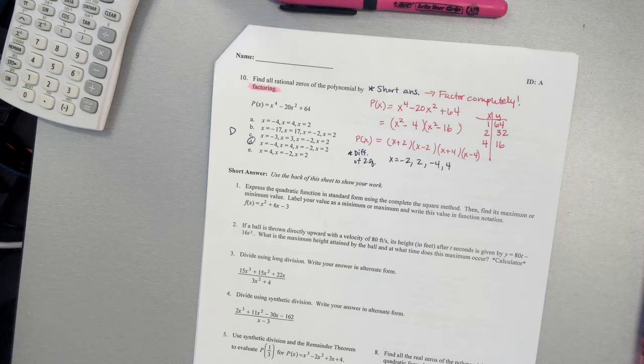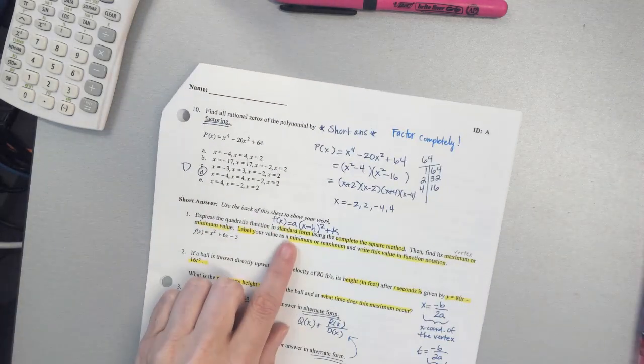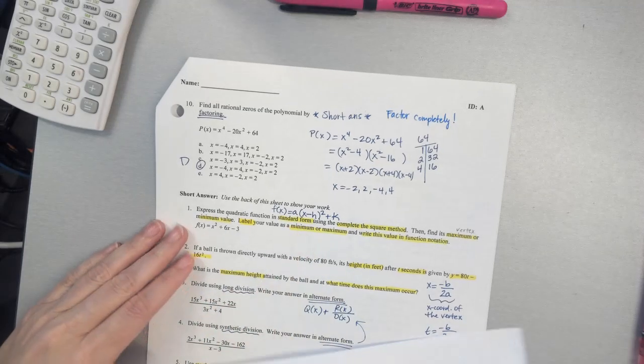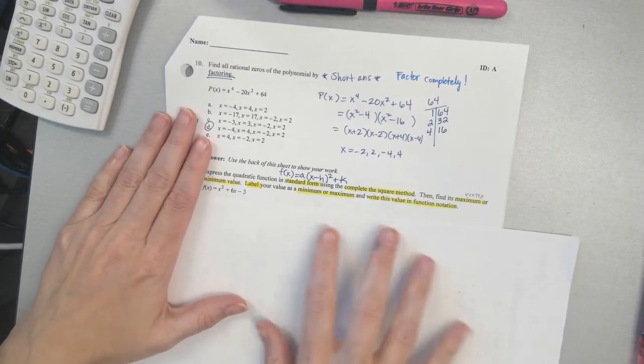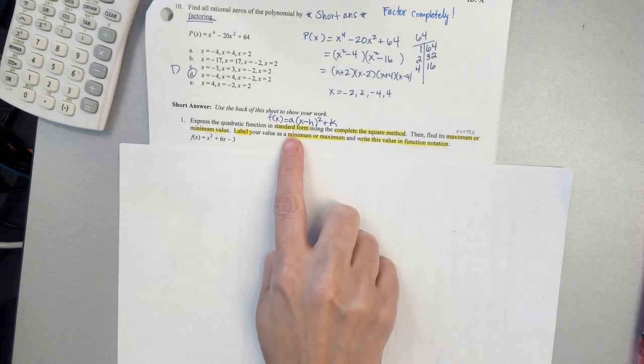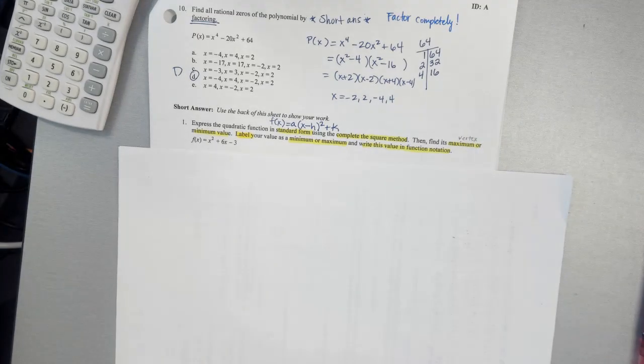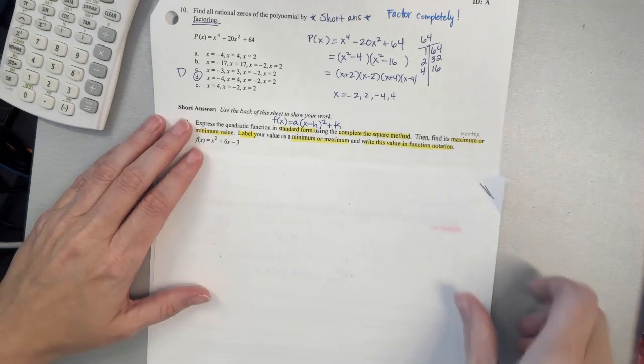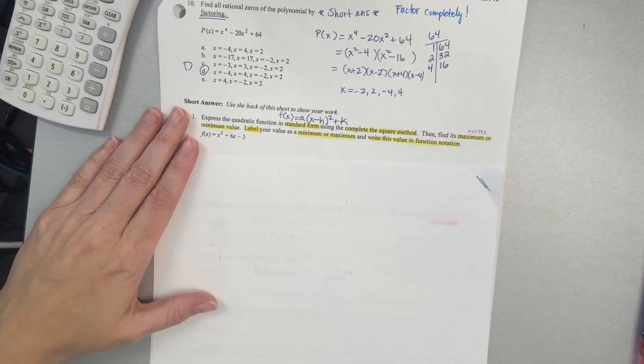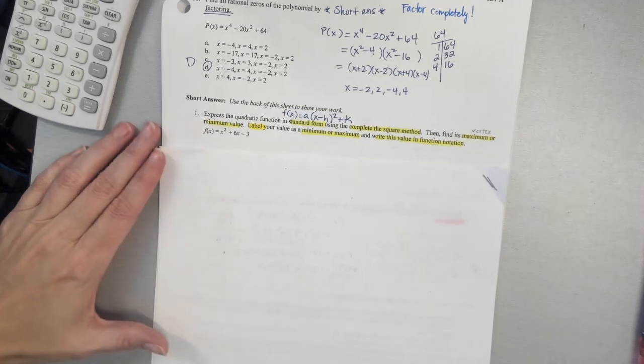All right, and then I am going to do the work on the back. Okay, so it says to express the quadratic function in standard form, so I just used that because that's what the book used. Okay, so you are going to make sure that you use your standard form, which is where you can pull out the vertex, using the completing the square method. Okay, and then you have to find its a maximum or minimum value, and then label that as a maximum or a minimum.